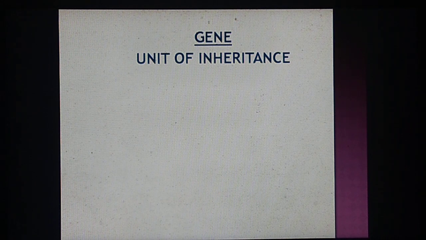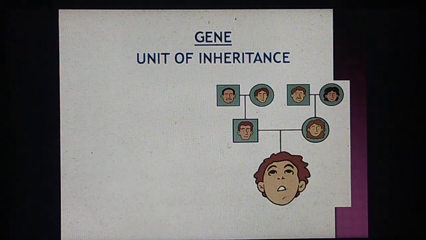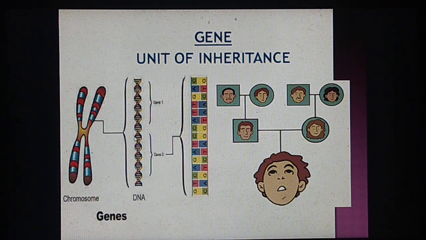Genes. Now, Mendelian factors are now known as genes, which are the unit of heredity or inheritance, or we can say the unit of information from a particular individual. We also know that these Mendelian factors or genes pass from one generation to the other. So the genes that are present in the chromosomes and in the DNA will be passed from one generation to the other.